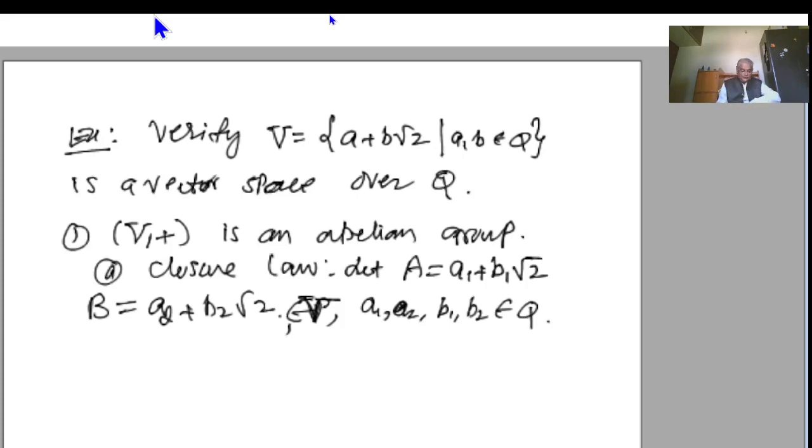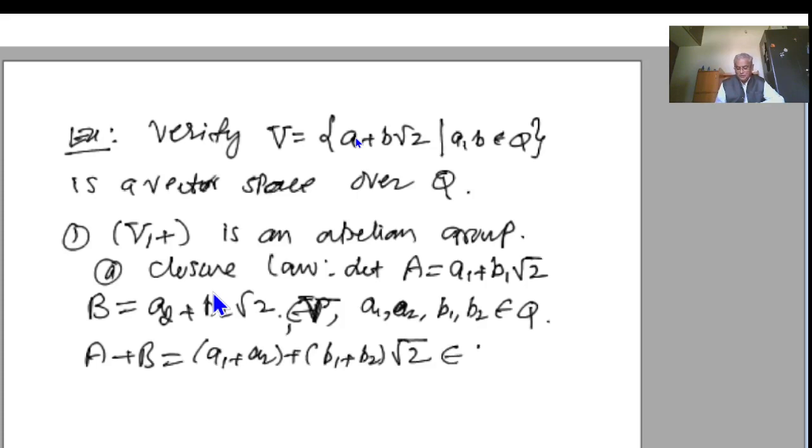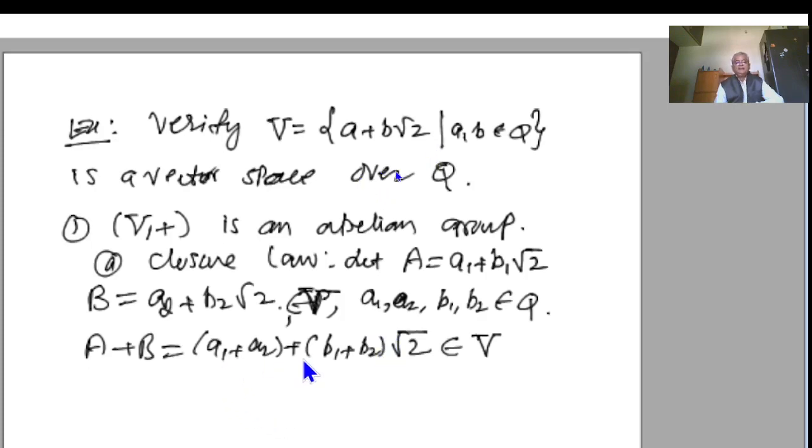Now what about alpha plus beta? If I add these two, then we can write this as (a1 + a2) + (b1 + b2) into root 2. Can I write this belongs to V? Yes, because a1, a2 are rational, therefore their addition is rational. b1, b2 are rational, therefore b1 + b2 is also rational. Rational plus rational into root 2 is definitely an element of V. So this belongs to V. Closure law is satisfied. And the second, associative law.